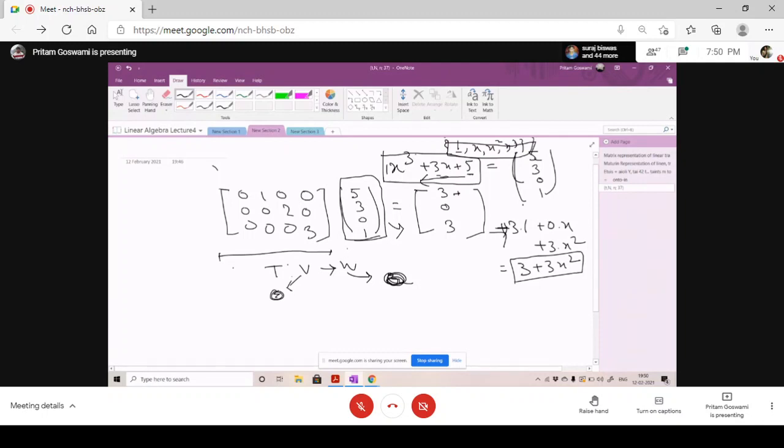Yes, sir. And I guess there will be questions from this also in your exams. They will give you a linear transformation, and you have to represent the matrix of it. In all previous years, there were some questions of this kind, so it's pretty important for you guys also.